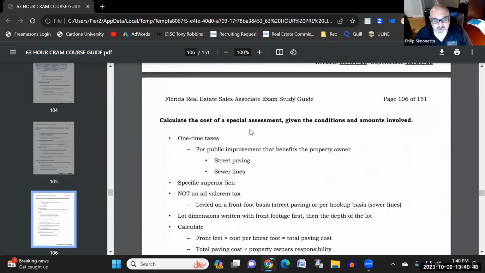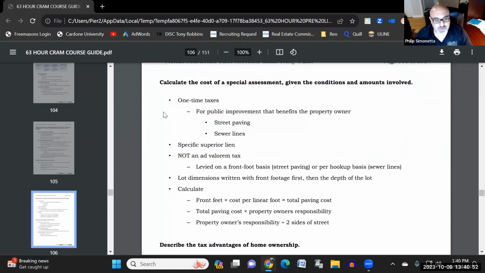So calculate the cost of a special assessment given the conditions and amounts involved. So you have one-time taxes for public improvements that benefit the property owner. That's like the street paving and the sewer lines. Remember the problem we did with the street paving? That's a special assessment. Yep. It's not a superior lien. It's not an ad valorem tax. It's levied on a front foot basis for street paving or a per hookup basis for sewer lines.